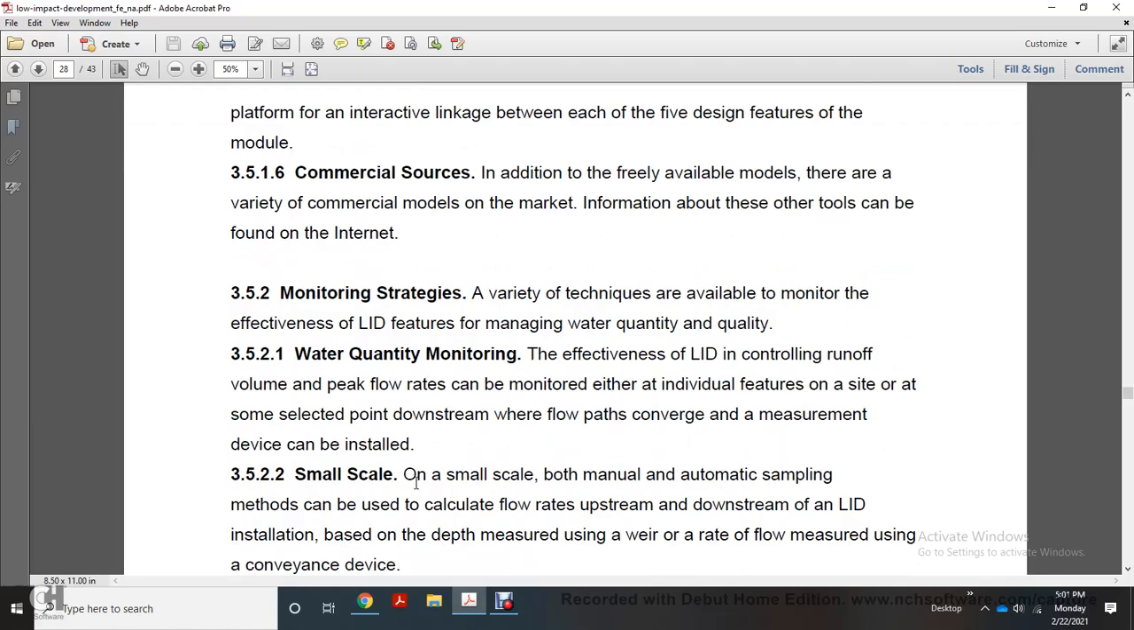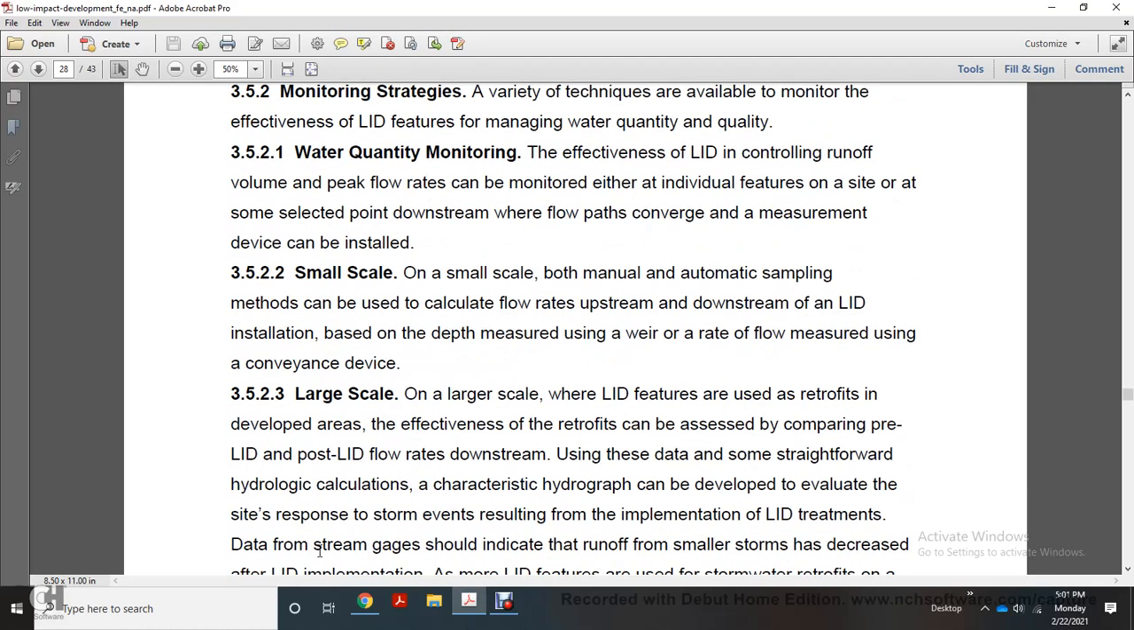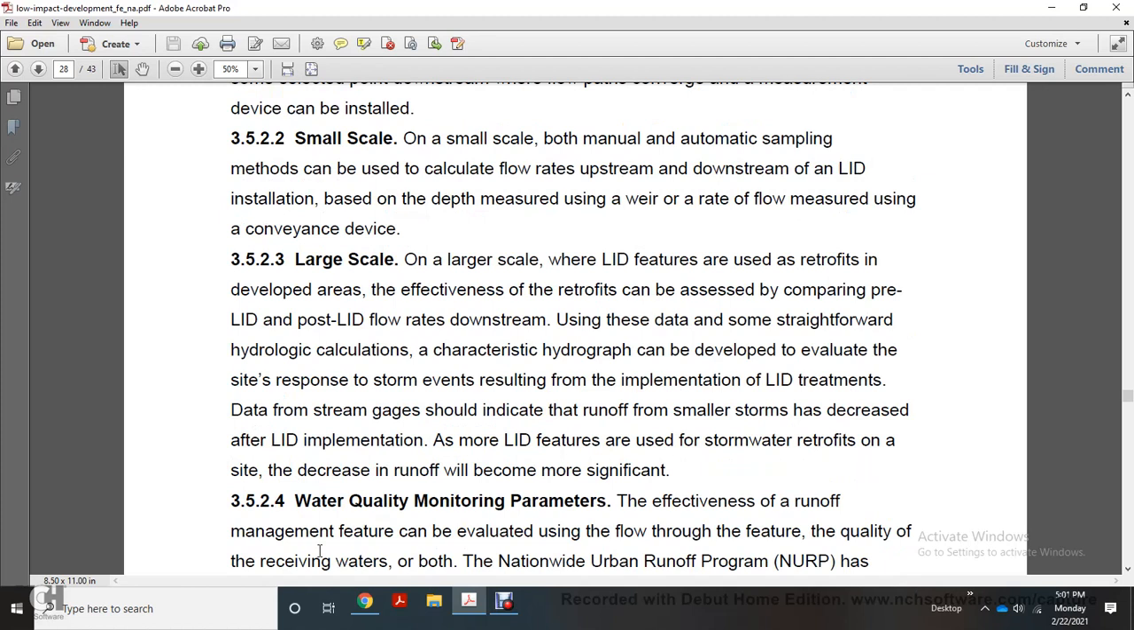Small scale: both manual and automatic sampling methods can be used to calculate flow rates upstream and downstream of low impact development installations, based on depth measuring using a weir, or rate of flow measured using a conveyance device. On large scale, where low impact development features are used with the retrofit of a developed area, the effectiveness of the retrofit can be assessed by comparing pre low impact development and post low impact development flow rates downstream.